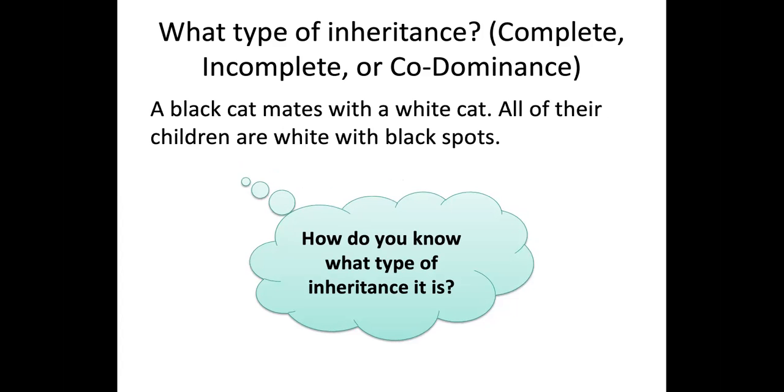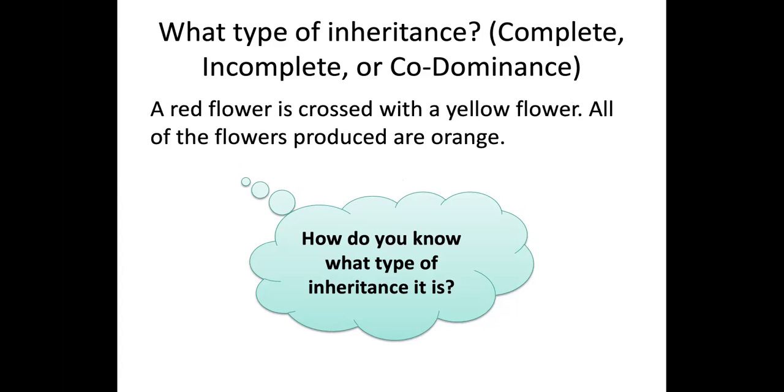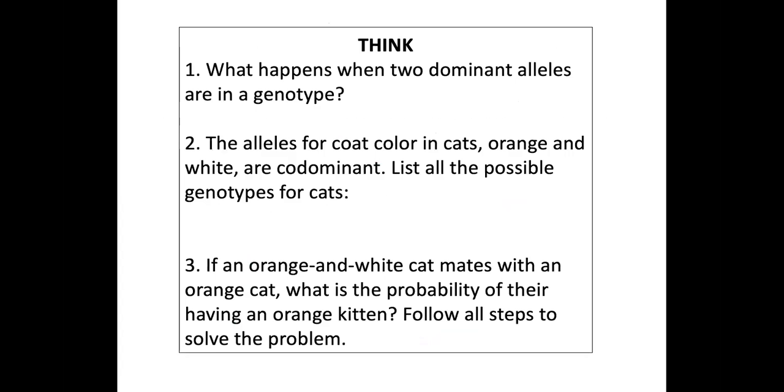That is it. All right, a black cat mates with a white cat. All of their children are white with black spots. Co-dominance because both show. Okay. A red flower crossed with a yellow, and they produce orange flowers. Incomplete because it's a mixture. A red flower is crossed with a yellow. All the flowers are red and yellow. Co-dominance. All right. So what happens when two dominant alleles are in a genotype? So they both show. That is co-dominance.